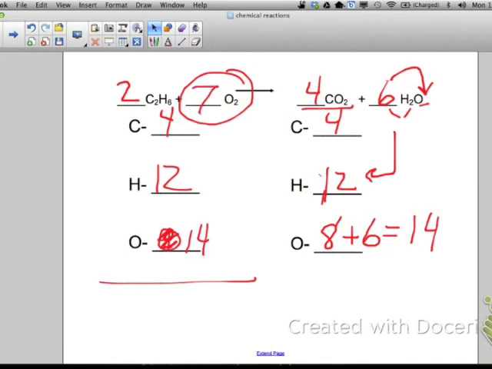Okay, so let's double check here. I have 4 C's. This gives me 12 hydrogens, and then we have 7 oxygens, or 14 oxygens over here. And we have 4, 12, and 14. So right now we are balanced. So as you can see, a lot of times it's a lot like putting a puzzle together, that sometimes you have to be a little bit creative and guess and check to see things that work before they balance out. So this is one of the more difficult reactions that you would get.